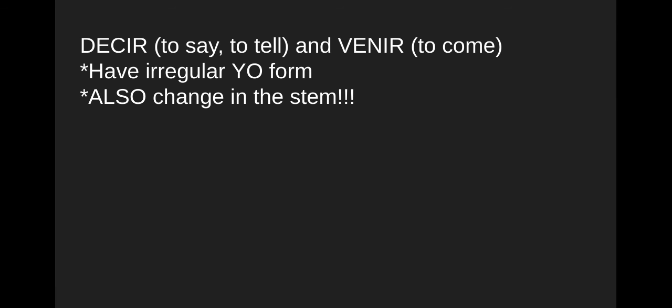All right. 2 more verbs. The last part of this lesson, 2 verbs that we will learn. Make sure you have these in your notes. They have irregular yo form, but they also have a stem change. Remember stem changers from 2 weeks ago? Yeah, they're coming back. Okay, so there's 2 of them. Decir is to say or to tell, and venir is to come.